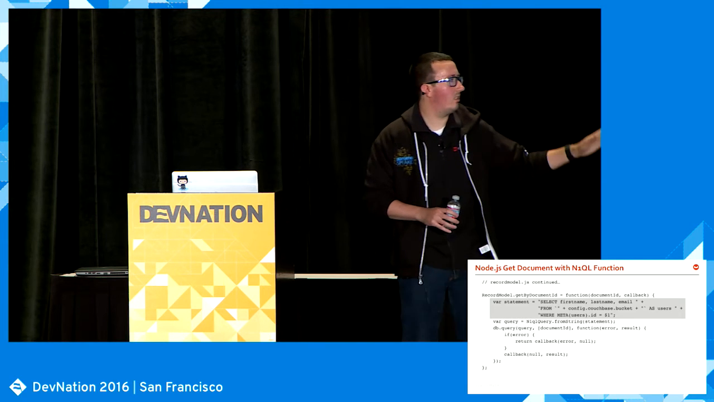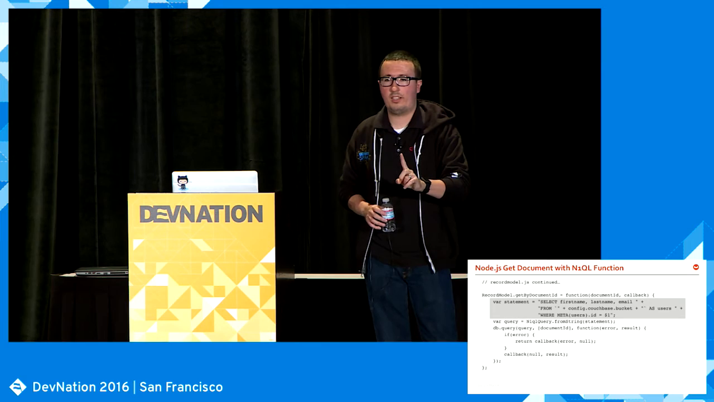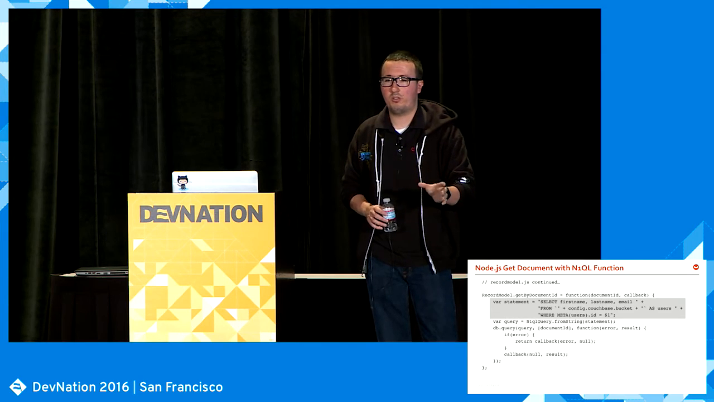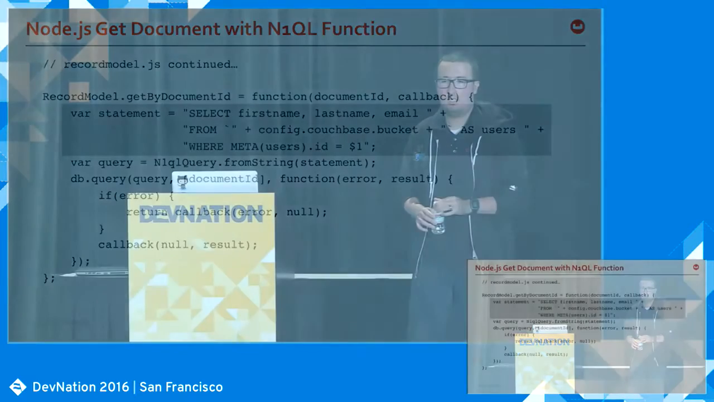Yeah, so in this case, since we're comparing against the document ID, there's only going to be one document ID per document. There's no duplicate IDs. So in this case, it'll always be the same thing. Yes.